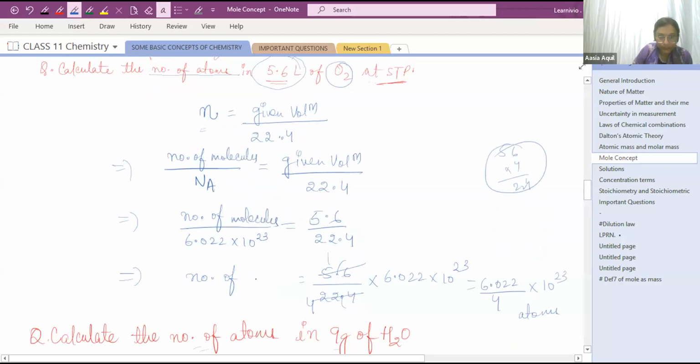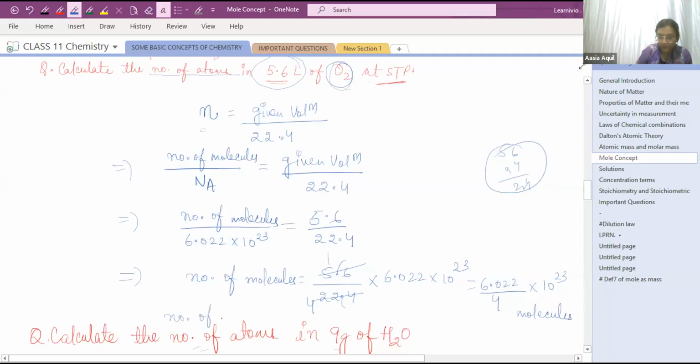First, we will calculate the number of molecules, right? So the number of molecules is this. This is not atoms, this is the number of molecules. Now you will tell me what to do for the number of atoms, because we have to calculate for O2. O2 में कितने atoms हैं? How many atoms are there in O2? 2. How can we calculate the number of atoms?